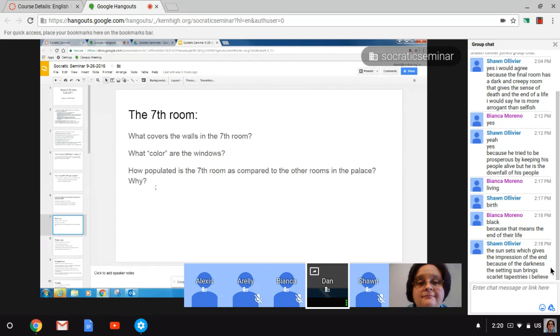Okay. Sean has added the scarlet tapestries, I believe. Well, you're half right, Sean. They are actually black velvet tapestries or drapes that cover the walls in the seventh room. Now, the scarlet color is in that room, and you're correct about that.